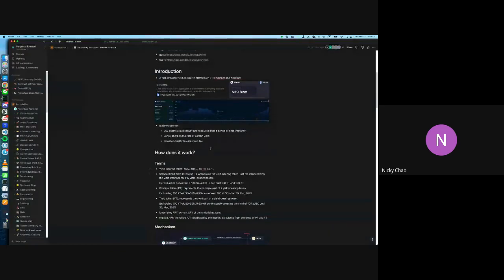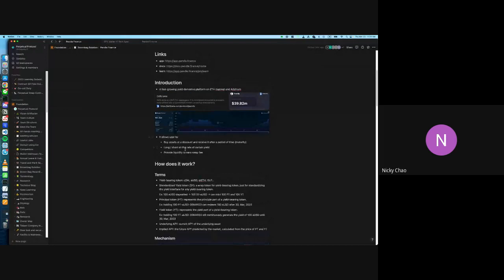Okay, so what can a user do on Pendle Finance? First of all, you can buy an asset at a discount and receive the assets after a period of time. And we call this period of time maturity.